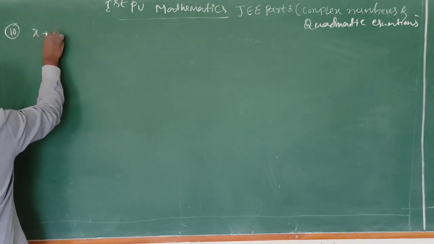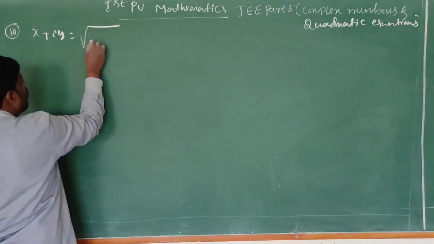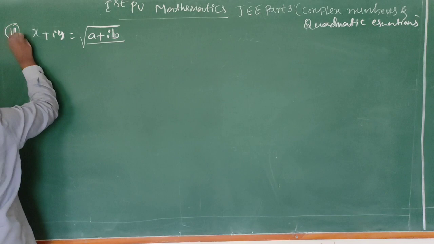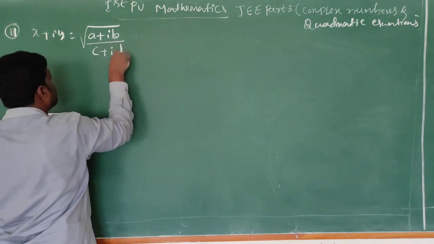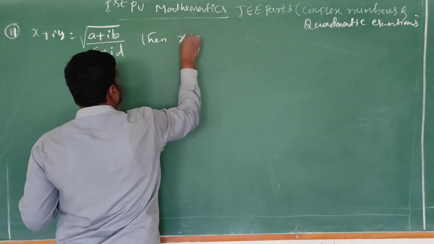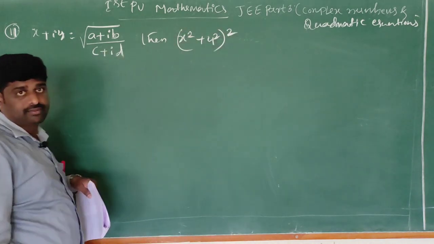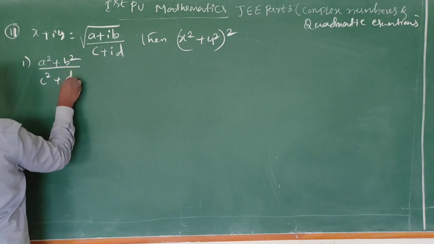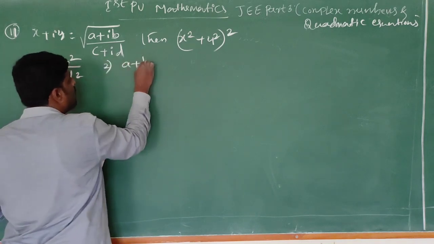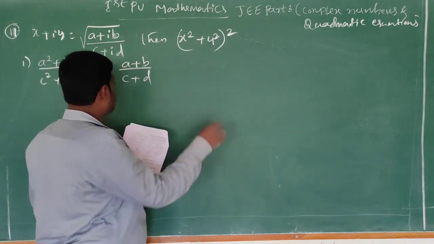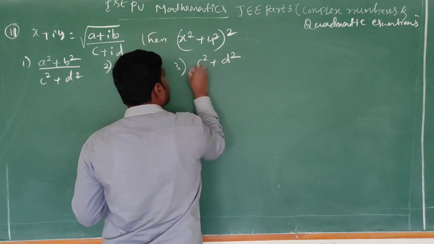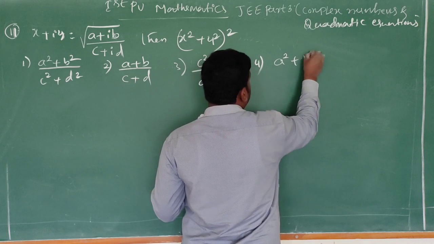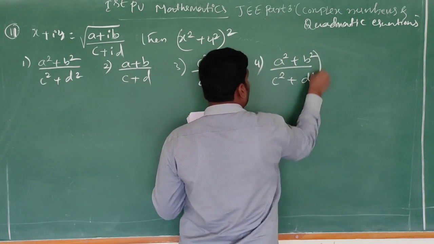If x plus iy is equal to square root of a plus ib divided by c plus id, then x square plus y square whole square is: first option, a square plus b square divided by c square plus d square; second option, a plus b divided by c plus d; third option, c square plus d square divided by a square plus b square; fourth option, a square plus b square divided by c square plus d square whole square.